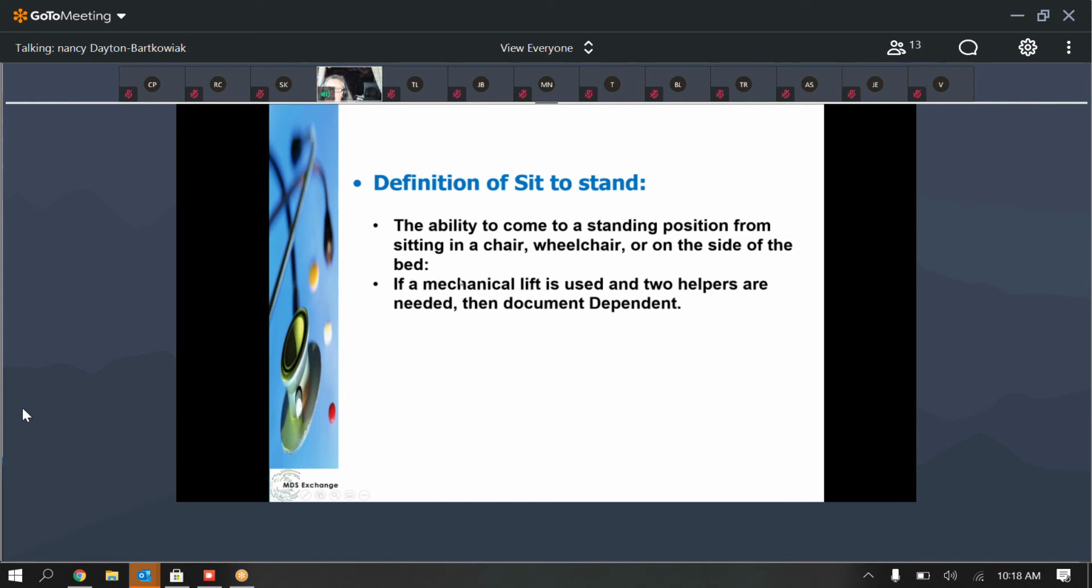Sit to stand is the ability to come to a standing position from sitting in a chair, wheelchair, or on the side of the bed. If a mechanical lift is used and 2 helpers are needed, we're going to document dependent.